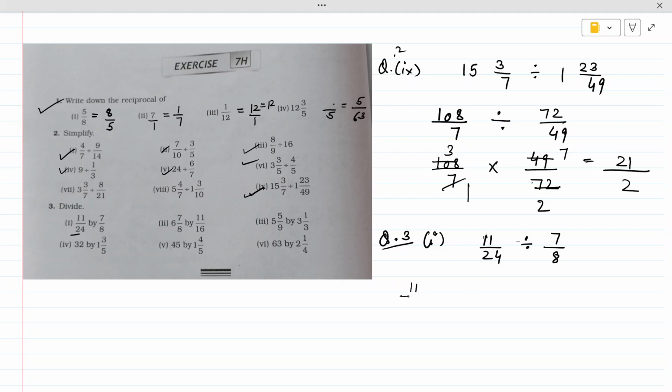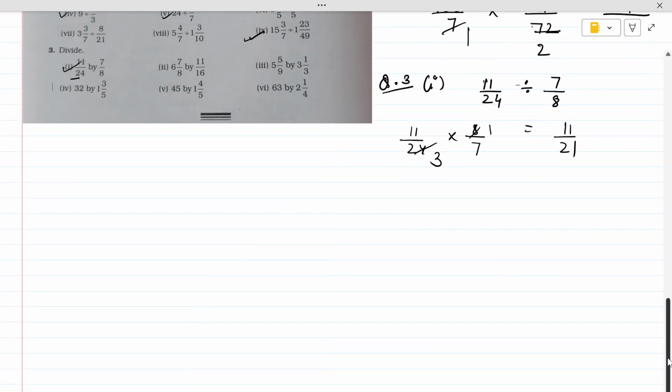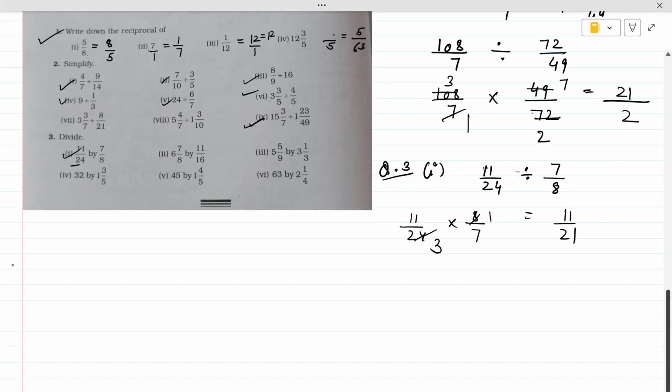So now what we have is change the division to multiplication, 8 by 7. 8 into 1, 8 into 3. This will become 11 by 21. Okay. So this is how we have to do this question. And then the next question, let me do the second part also.